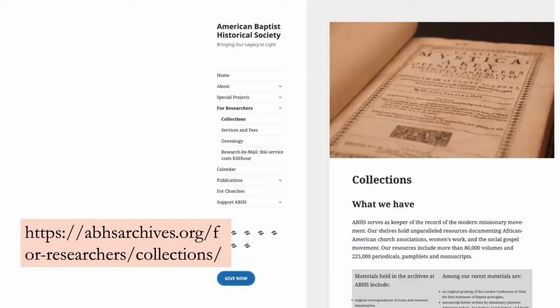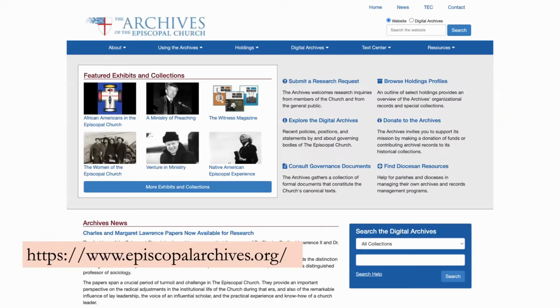Now we're looking also at another organization that's called the American Baptist Historical Society, and they have collections. Of course, they will do research for you if you want to pay them, but basically this one has to do with Baptist missionary movements and also by resources documenting African American church associations and other movements. And they said their resources include more than 80,000 volumes and 225,000 periodicals, pamphlets, and manuscripts. So these are substantial church collections. The archives of the Episcopal Church, another archive.